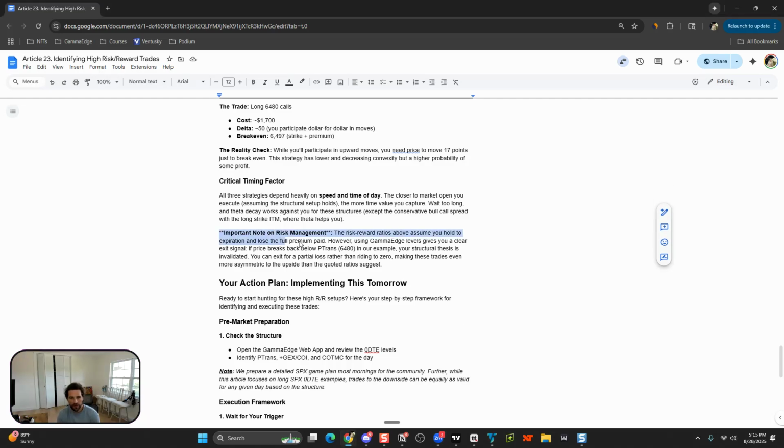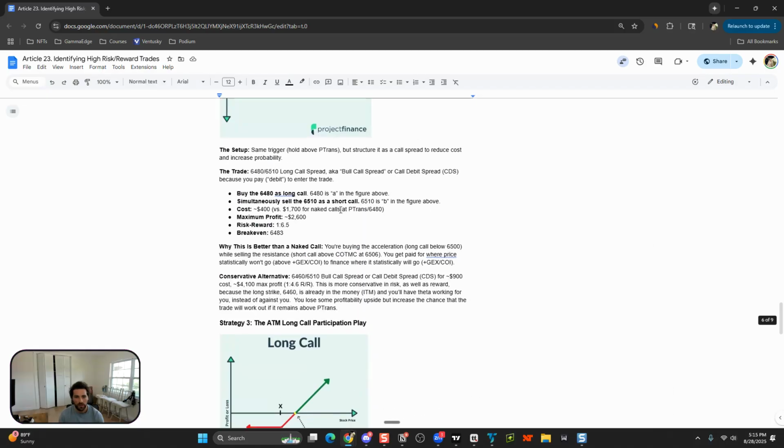And then there is an important risk management note that I hit on earlier, which is that these risk to reward ratios assume that you're holding to expiration and you lose the full premium paid. However, using the GammaEdge tools, specifically the levels, gives you a clear exit signal. In our example that we've been using, if price breaks below P trend at 480, then the structural thesis is invalidated and you can exit for a partial loss rather than riding it to zero, which makes these trades even more asymmetric to the upside than what we quoted in these examples above.